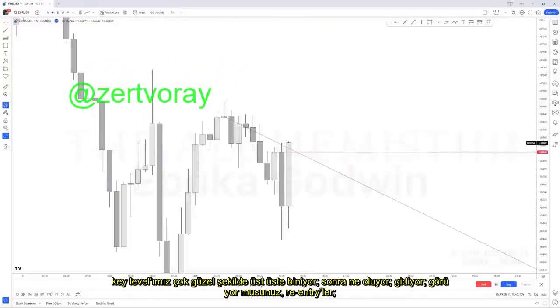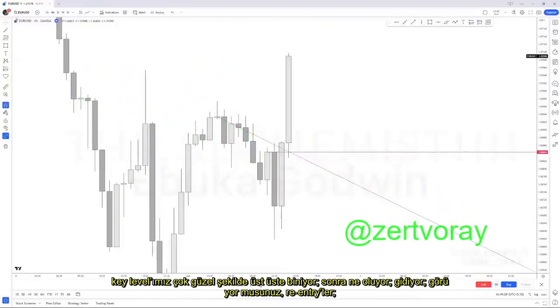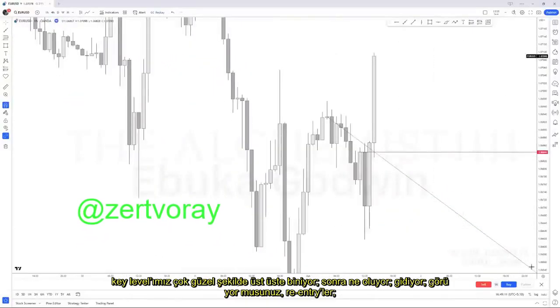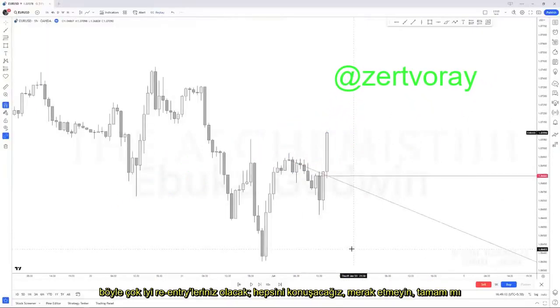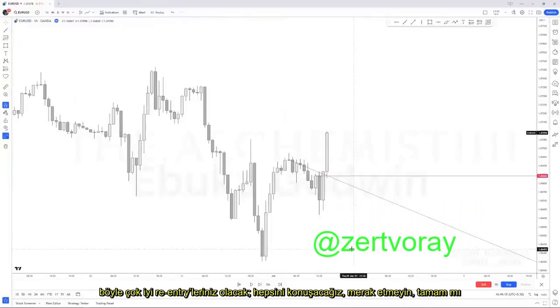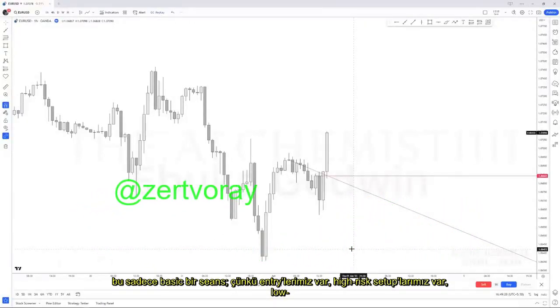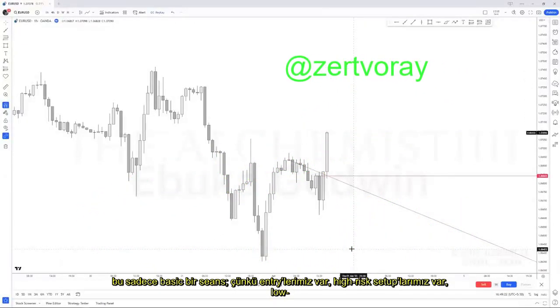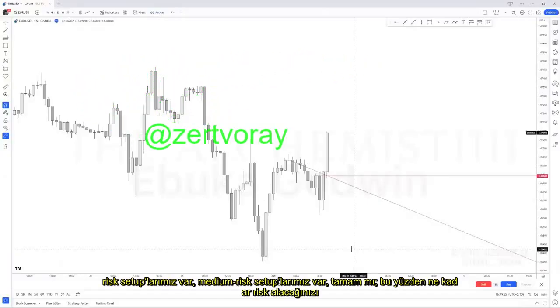So what happens? There it goes. See that? Re-entries. Okay, you will have some good re-entries. You will have some now. We will talk about everything. Don't worry. This is just a basic session because we have entries. We have high risk setups. We have low risk setups. We have medium risk setups.